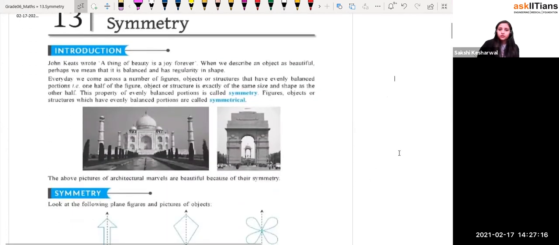So we'll be starting with the chapter symmetry. Symmetry means, going with the word, that anything which you divide, you take half of the part and it looks the same as the other half. So let's read it out, and I think this will help you.